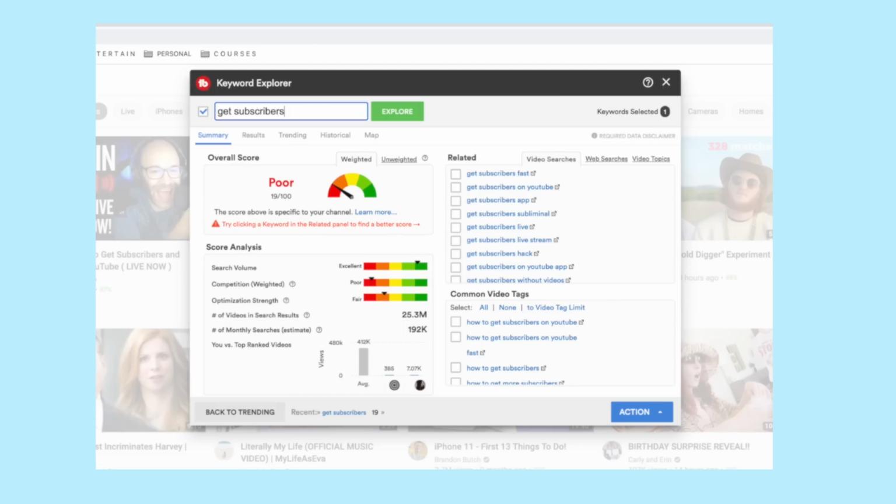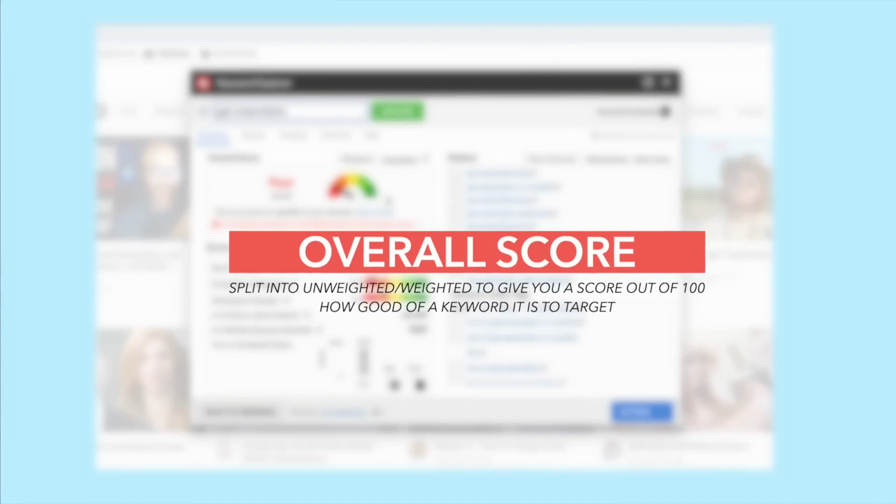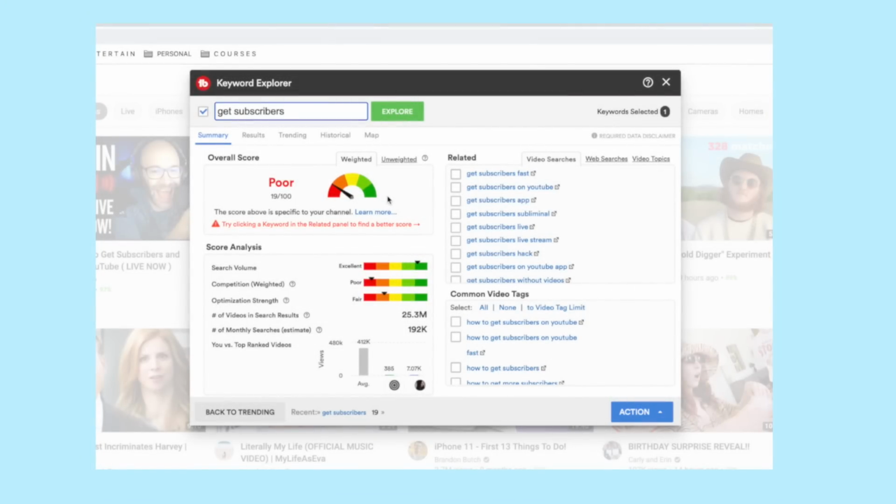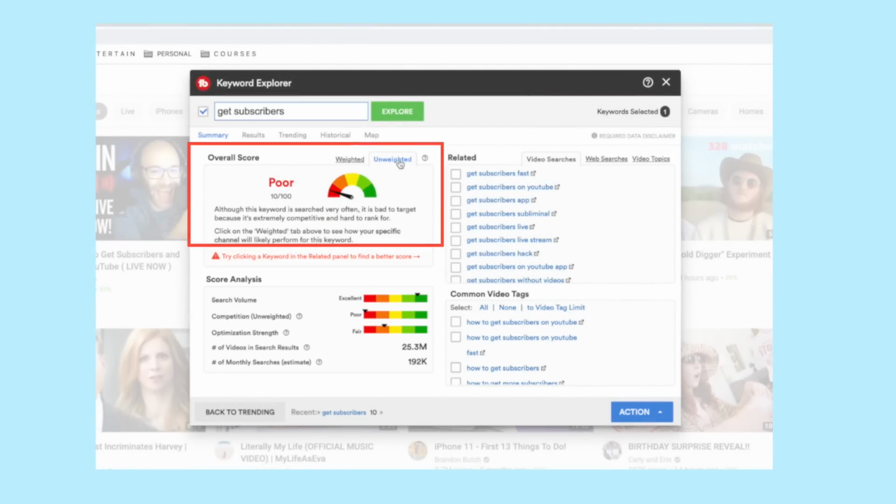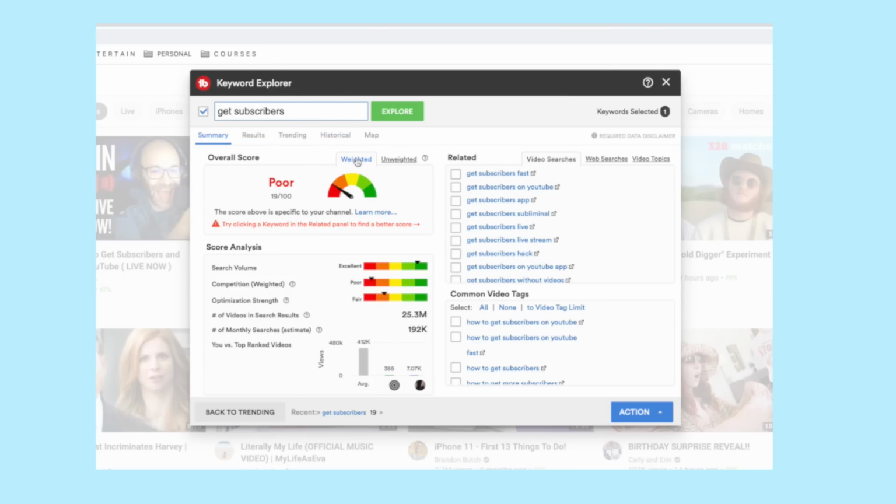So let's first understand what all of these different metrics mean, because they're kind of crucial to the whole process. So first off, over here we have the overall score. The overall score is split into weighted and unweighted. This is key because unweighted is in general, meaning what chance anybody has to rank for this keyword. Now weighted, on the other hand, is specific to your channel. So for me, this is a poor keyword, but maybe for someone else, it's a very good keyword. So you generally want to be looking at the weighted score.